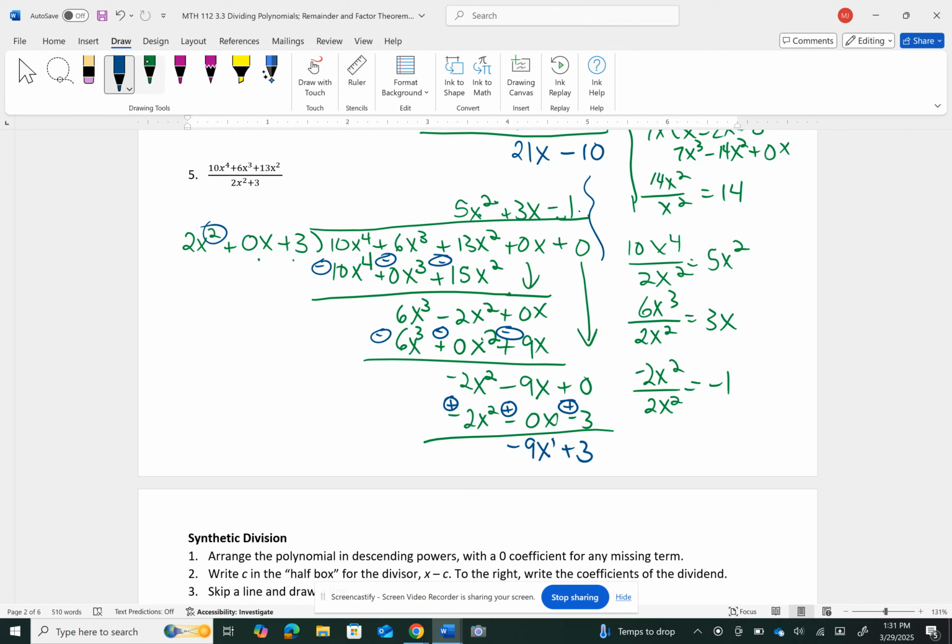So our answer to this question would be the quotient, 5x squared plus 3x minus 1, plus our remainder over what we were dividing by, which was 2x squared plus 3. You could still put the 0x in there if you wanted to, but you don't have to. So that would be your answer.